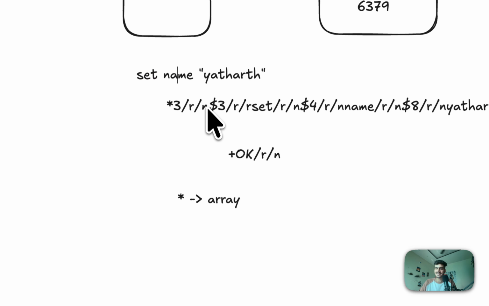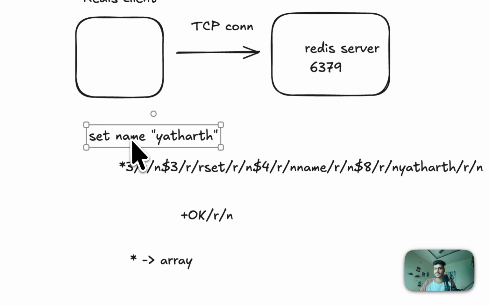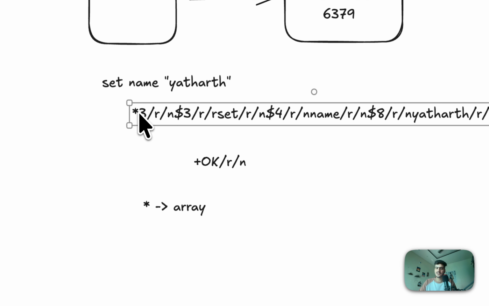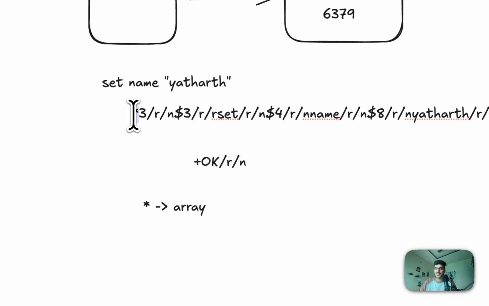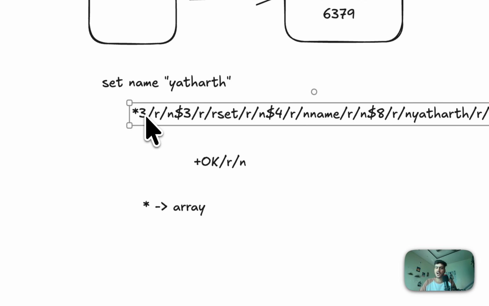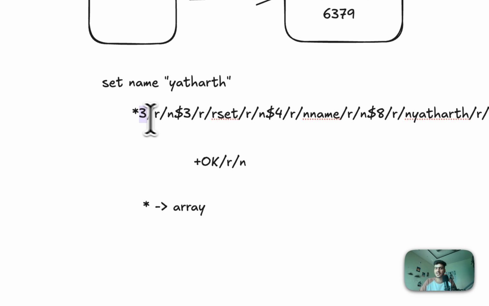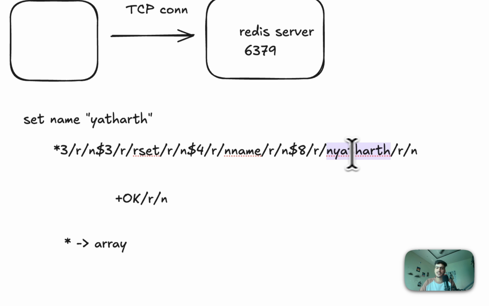So we're basically sending 3 elements to the Redis server. This first byte tells you that we are sending an array, and here we are also telling how many elements we are sending. We are sending 3 elements. So this is the first element, this is the second element, this is the third element.